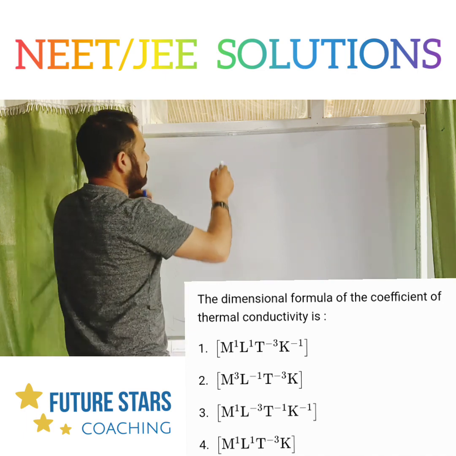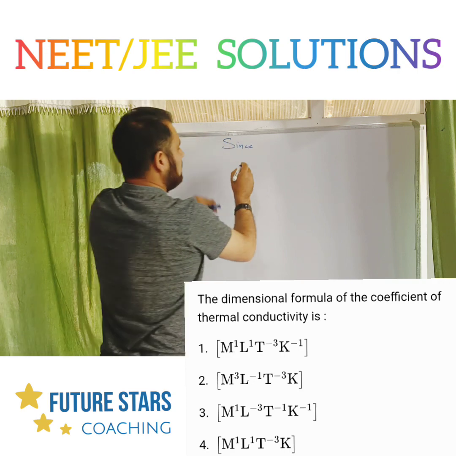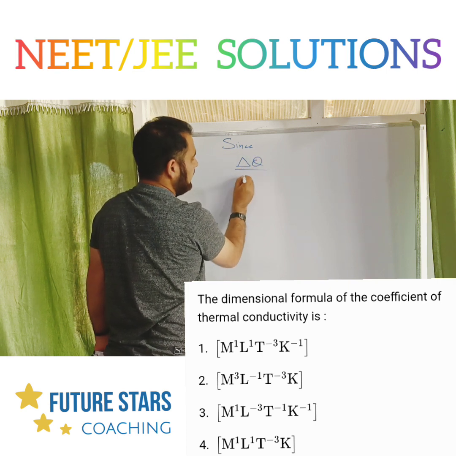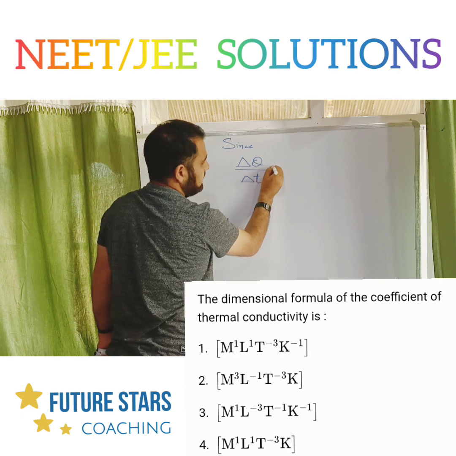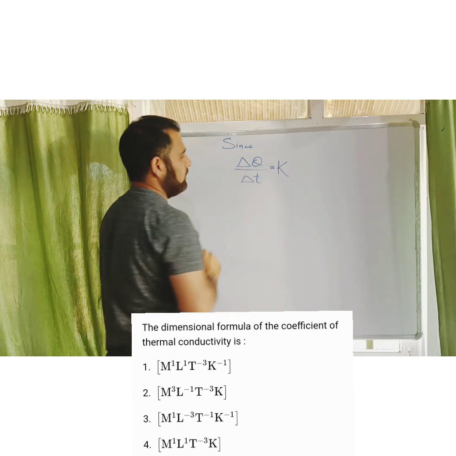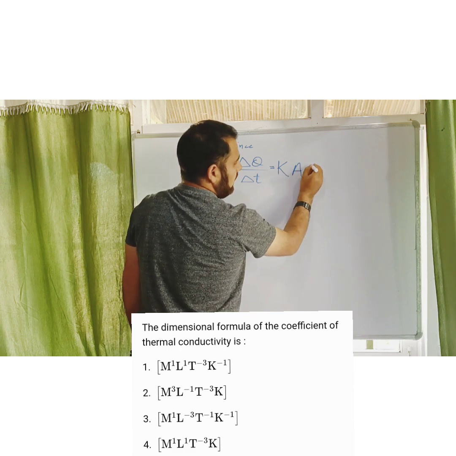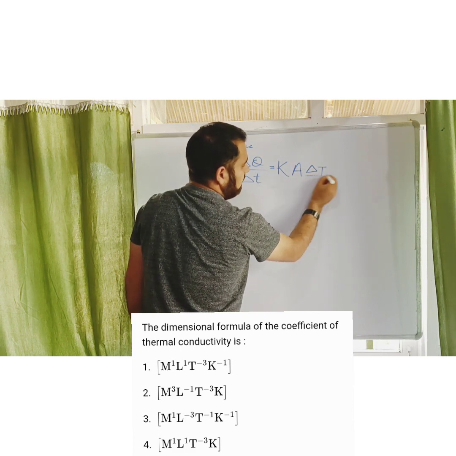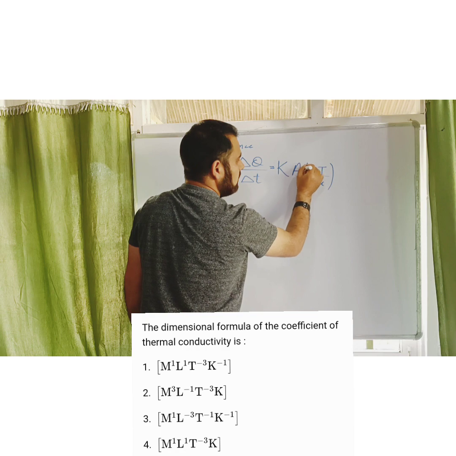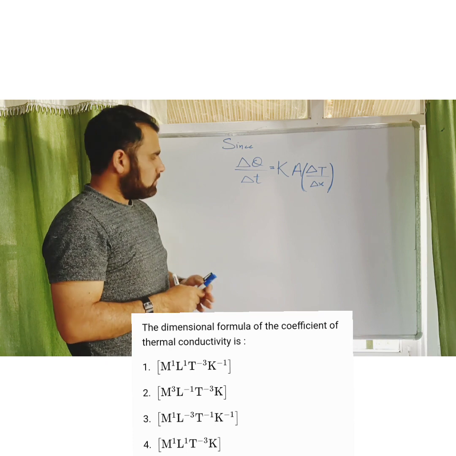We will use the formula for the rate of transfer of heat: delta Q divided by delta T is equal to K A into delta T divided by delta X. Here K represents the coefficient of thermal conductivity, A is the area, and delta T divided by delta X represents the rate of fall of temperature, that is the temperature gradient. So we have this formula.